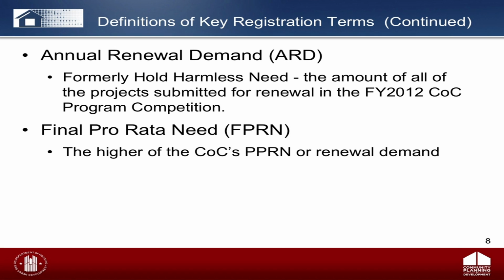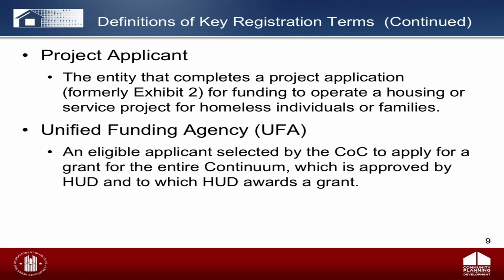The final pro rata need, FPRN, is either the higher of the COC's PPRN or renewal demand, and the final pro rata need will be confirmed during the registration confirmation process. Project applicant is the entity that will complete the project application, formerly the Exhibit 2, for funding to operate a housing or service project for homeless individuals or families.